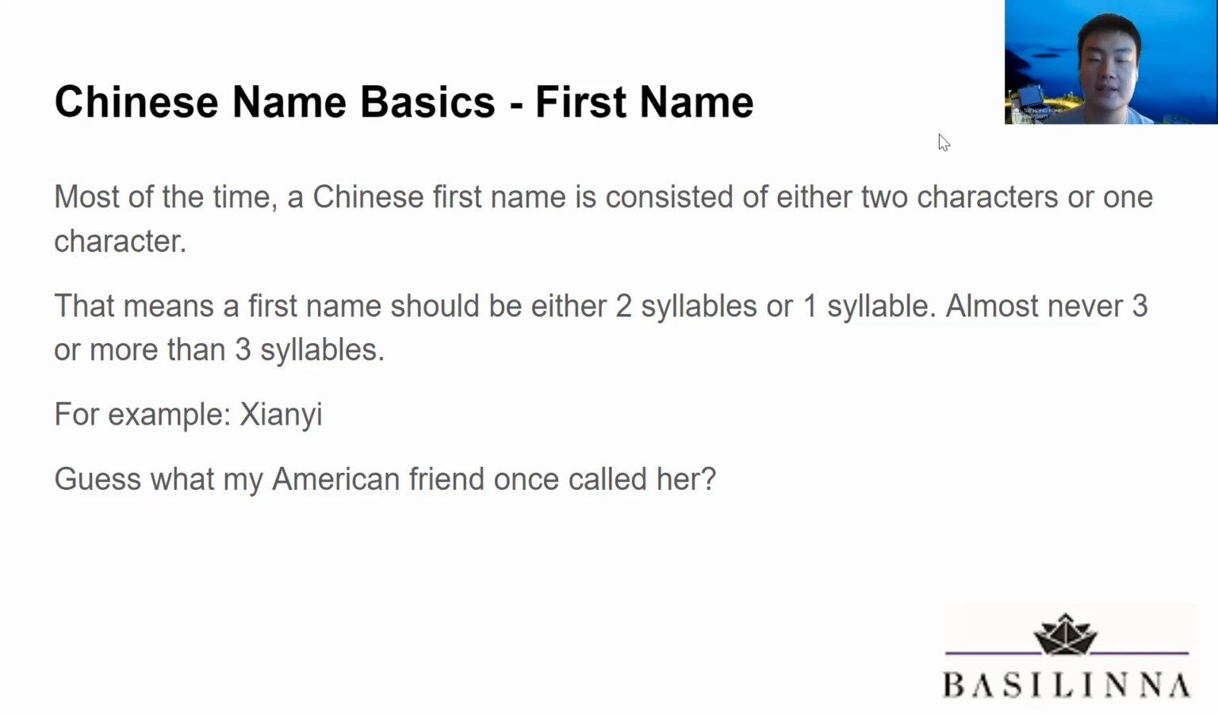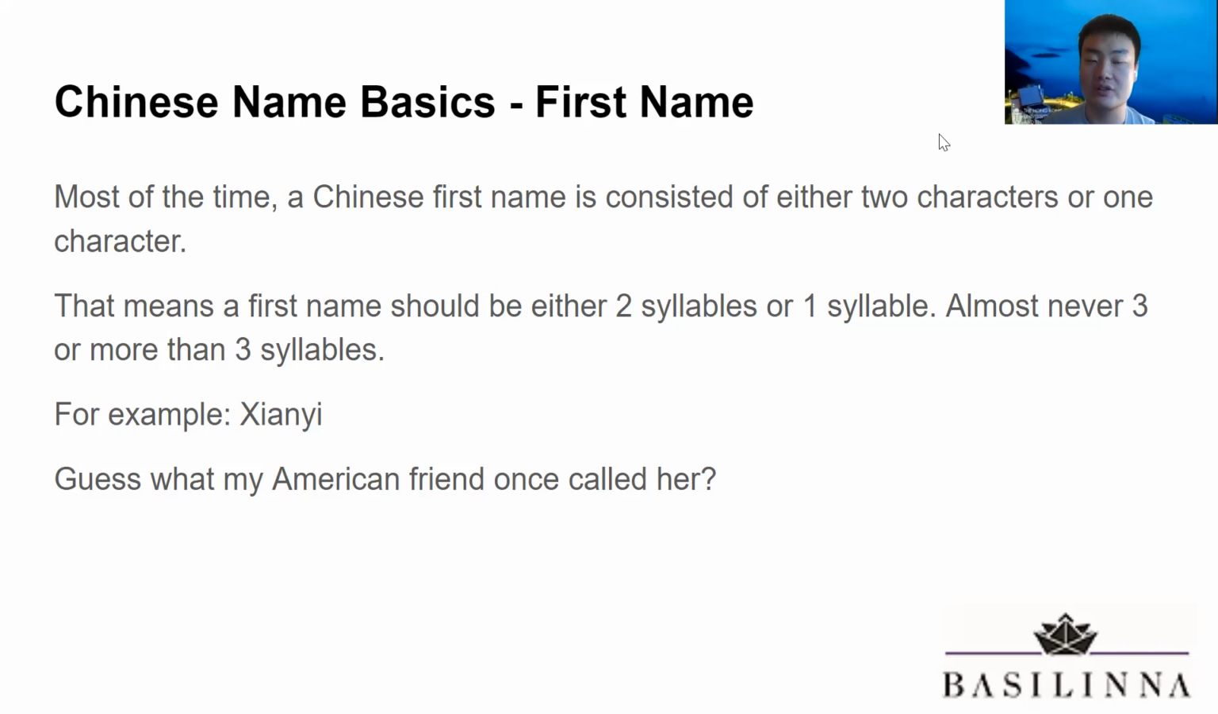Okay, let's look at the first name first. Most of the time, a Chinese first name consists of either two characters or one character. For example, taking my name as an example, Ruihan would be two characters, but for other names like Li Qiang, Qiang is just one character. So the first name would be Qiang, and Qiang is only one character.